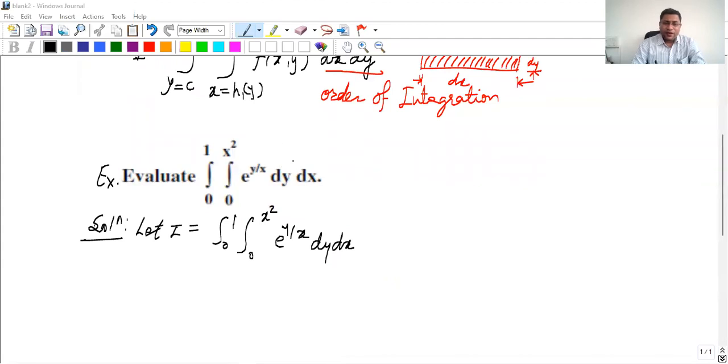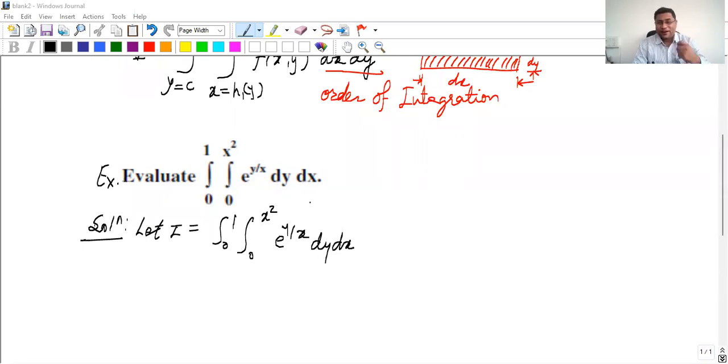Whatever is given may not be the order, but here fortunately it is given as the order only. So the order is dy dx. That means we have to integrate with respect to y first. Whether dy or dx is written first doesn't matter.